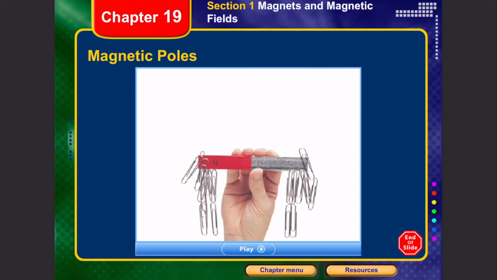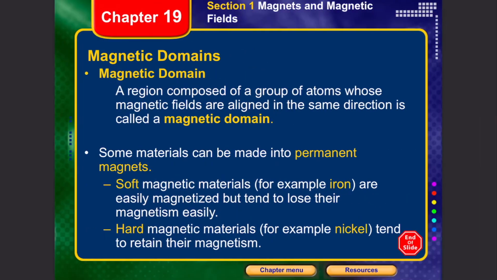If you see a laboratory magnet, you will generally see the red part, which represents the north side, and the silver part, which represents the southern side. So what is a magnetic domain? A magnetic domain is a region composed of a group of atoms whose magnetic fields generally align in the same direction. We call that a magnetic domain.